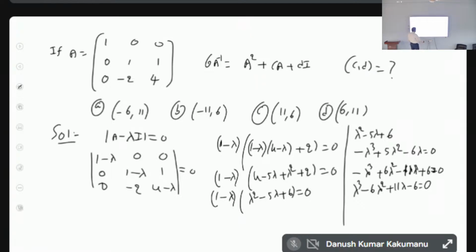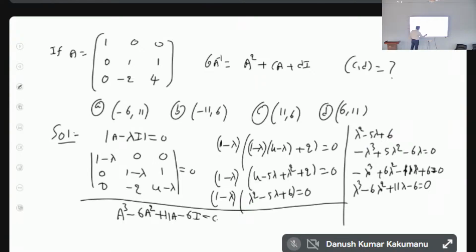For this you apply the Cayley-Hamilton theorem. What is the Cayley-Hamilton theorem statement? Every square matrix satisfies its own characteristic equation. What is the result we are going to get here? A cube minus 6A square plus 11A minus 6I is equal to 0. From this we want 6I. Make 6I the subject. 6I is equal to A cube minus 6A square plus 11A.